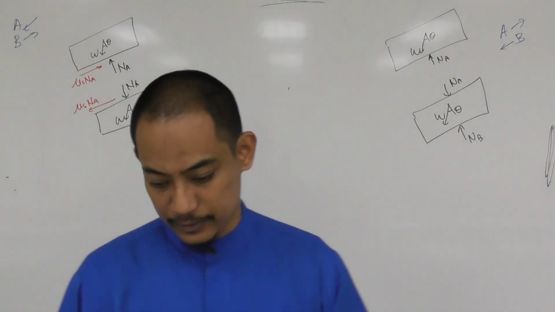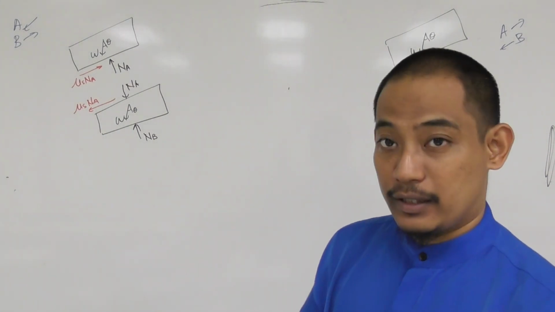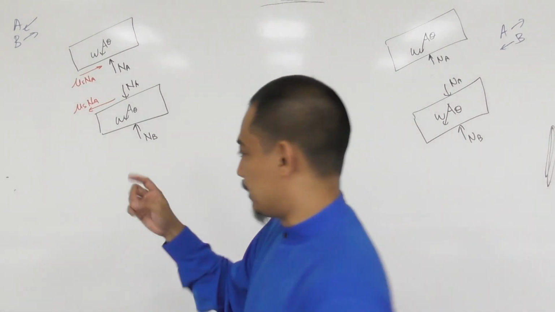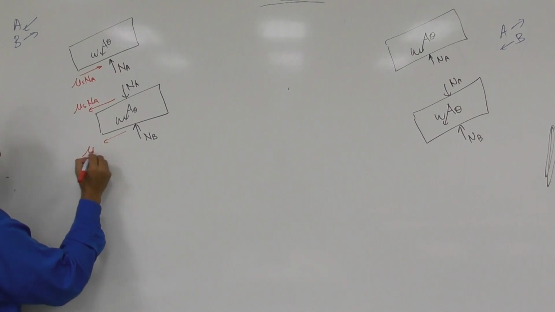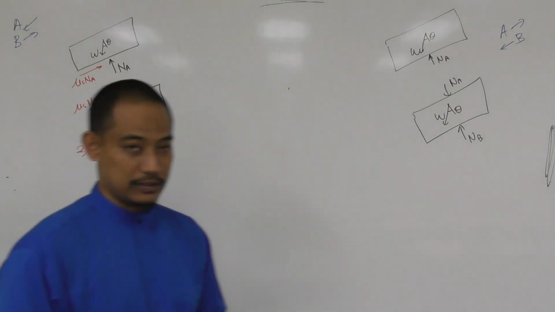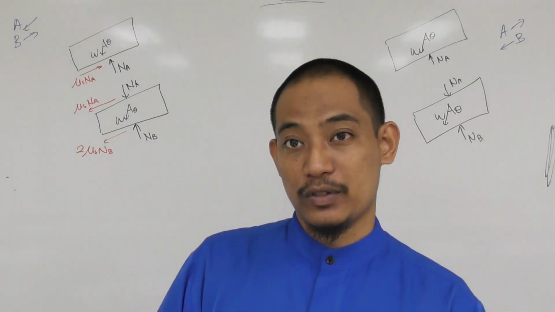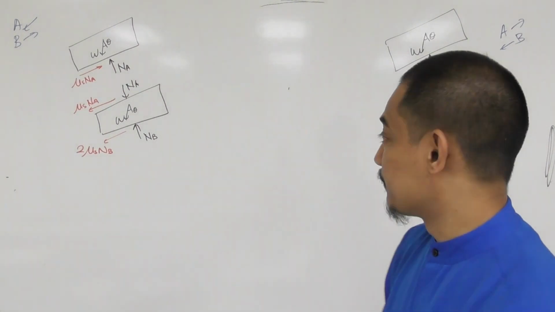Correct? Right. And because this block B is going up, between it and the surface there is also friction going down. So mu s, 2 mu s and B, right? Because the friction is 2 mu s, right? Okay. So that will be the free body diagram of that question there.